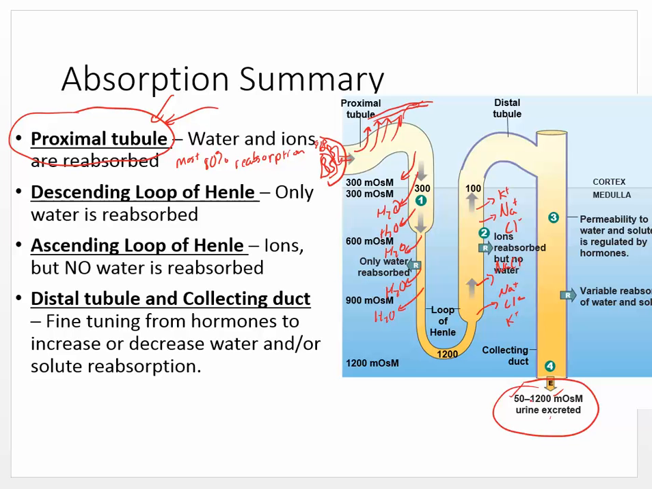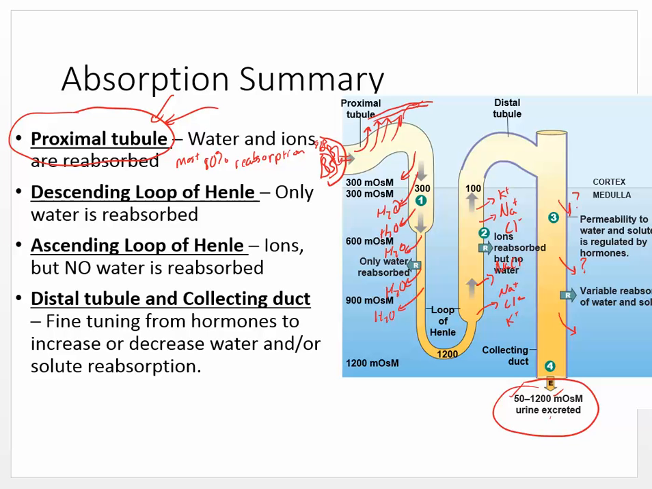So we can control that, and we do that partially by controlling how much water leaves, which we control over here in the collecting duct primarily. Okay, so that's a place that water can or may not leave. And so that really gets us to the next point.